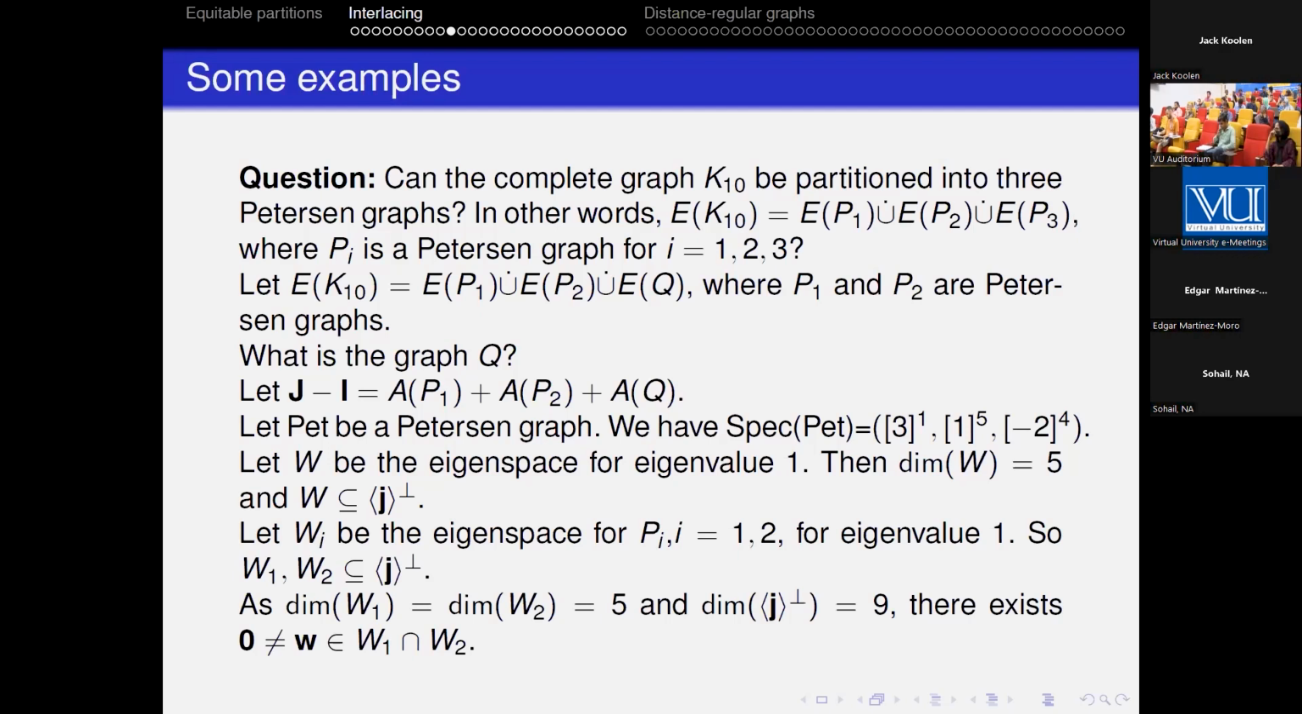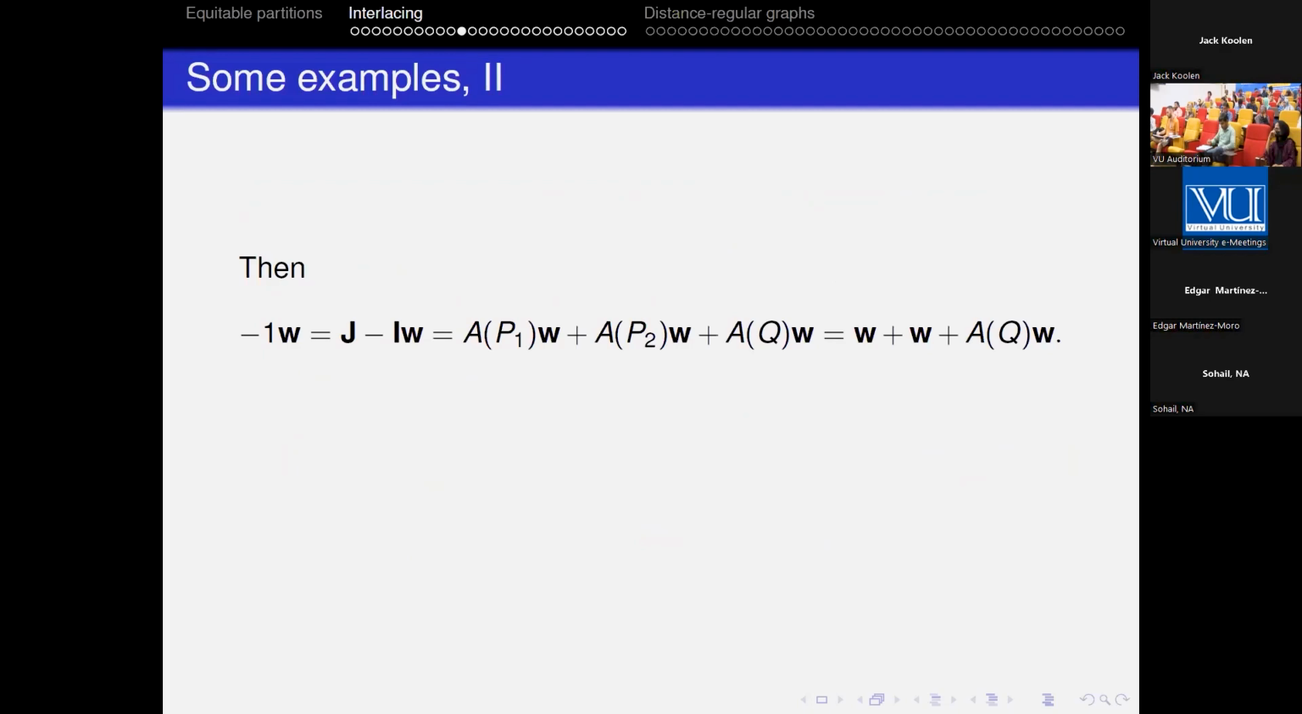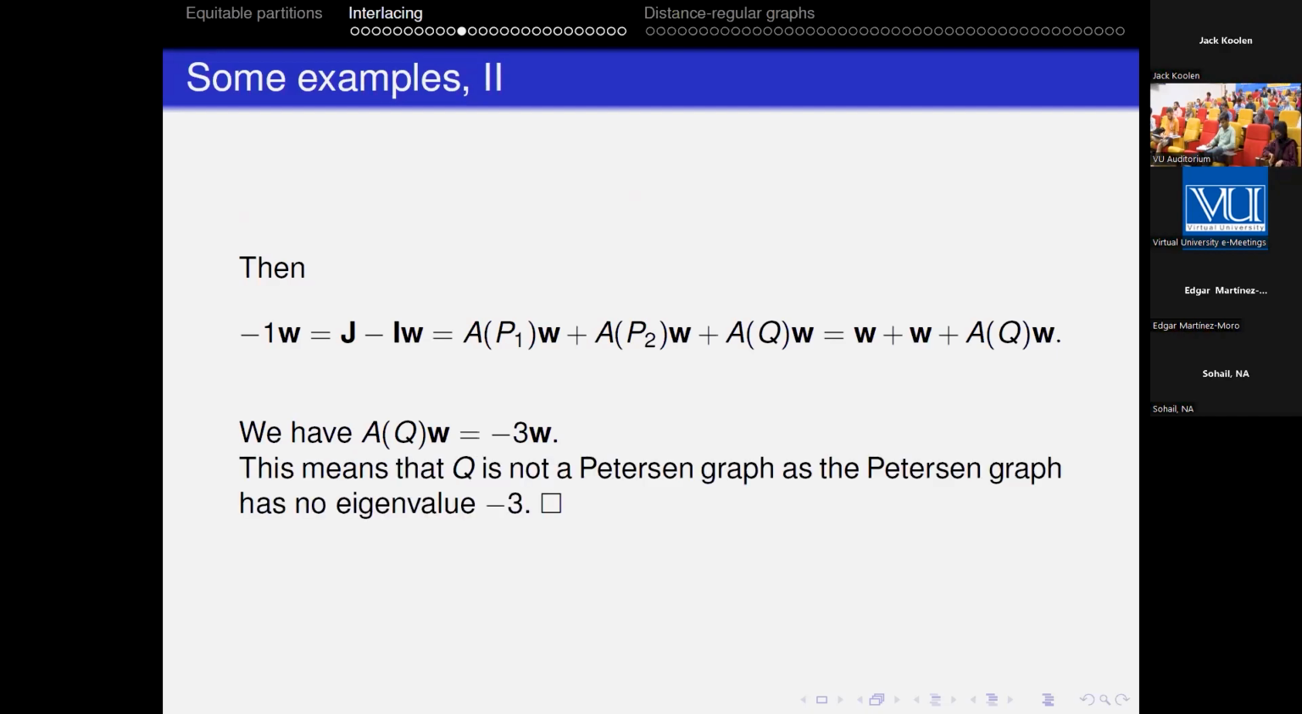And then you can calculate what the eigenvalue for W is for Q. Yes? So you see that AQ W is minus 3W. That means that Q must have an eigenvalue minus 3. But the Petersen graph does not have an eigenvalue minus 3. Yes? So it cannot be the Petersen graph. So you cannot do this partition in 3 Petersen graphs. So that is the first example.